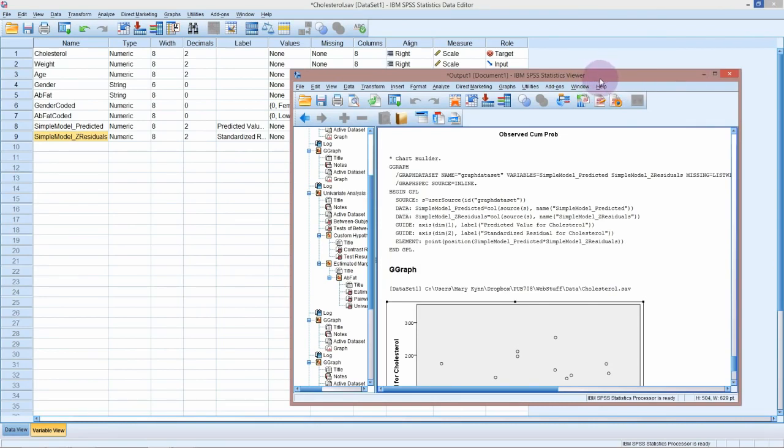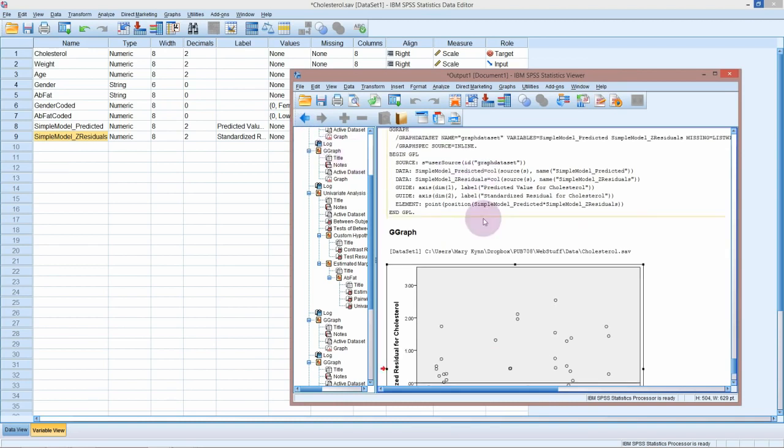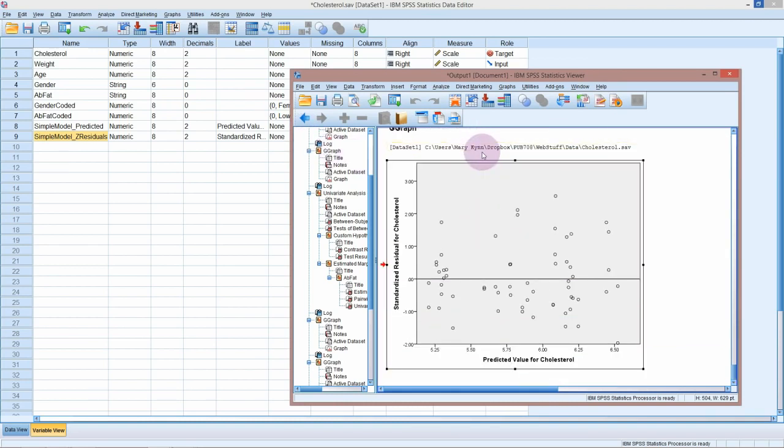What's the time? I'm going to stop there and I'll do a separate video on the more advanced model with interaction.